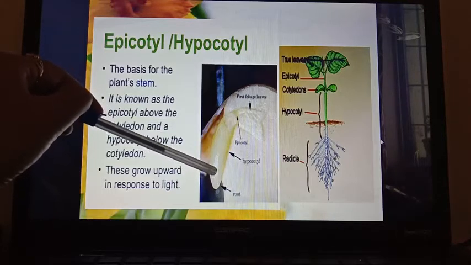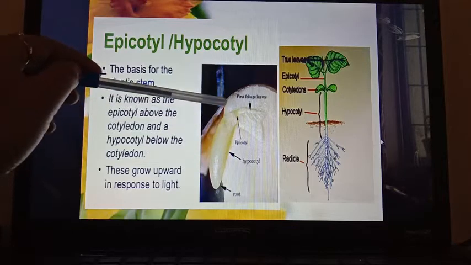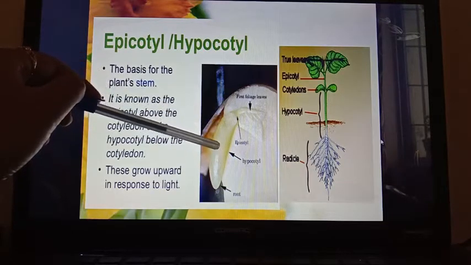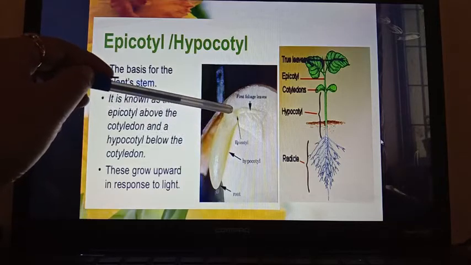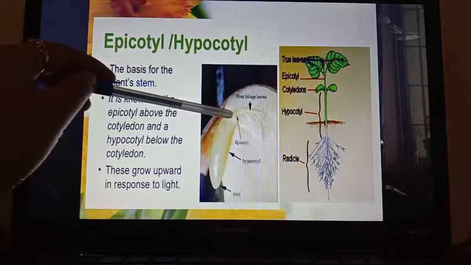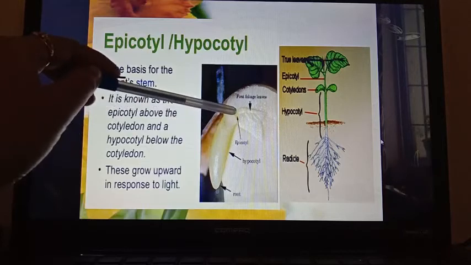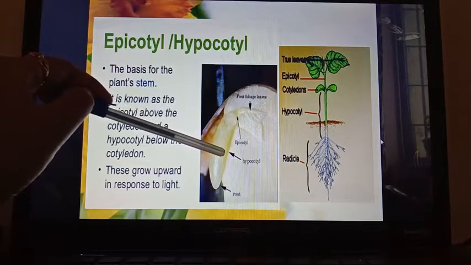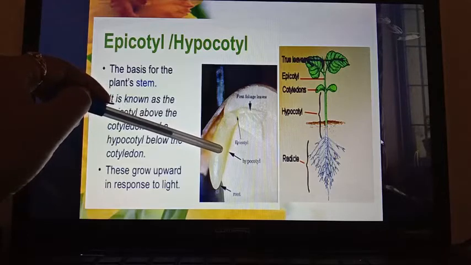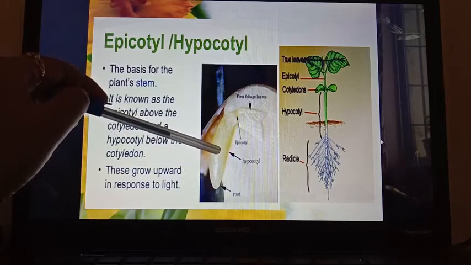Now what is hypocotyle and epicotyle? Actually epi means up and hypo means down. Epicotyle is the part that is present up of the cotyledon or embryonic stem. You can see this part. And hypocotyle is present below the embryonic stem, just above the radicle.